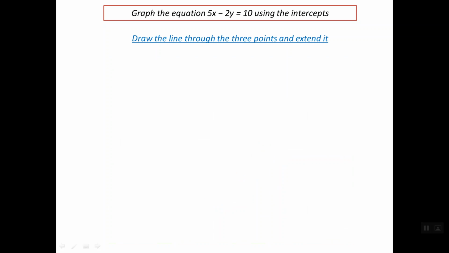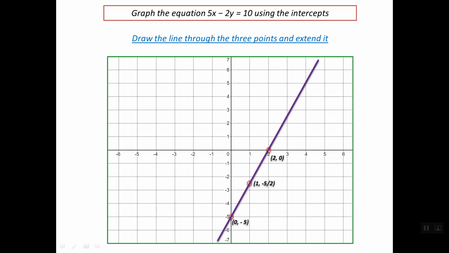Now we can simply draw the line through the 3 points and we can extend it. So this is the straight line for the equation 5x minus 2y is equal to 10. See that the 3 points line up, so our computation is completely correct. This is the reason why we compute the coordinates of a third point, and this point lies on the straight line.